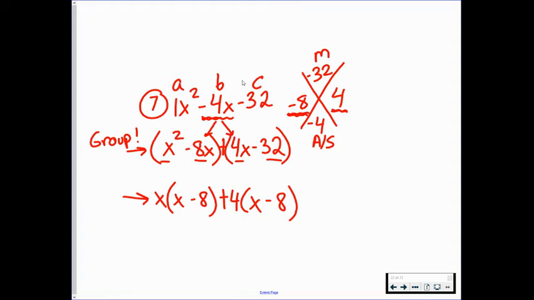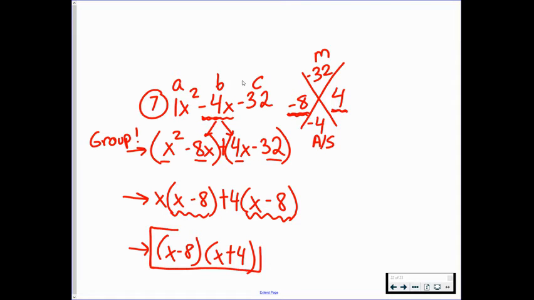Now you'll notice in this step, this x minus 8 is the same, so I can factor that out of both the terms and put the x plus 4 together. And that is now completely factored.